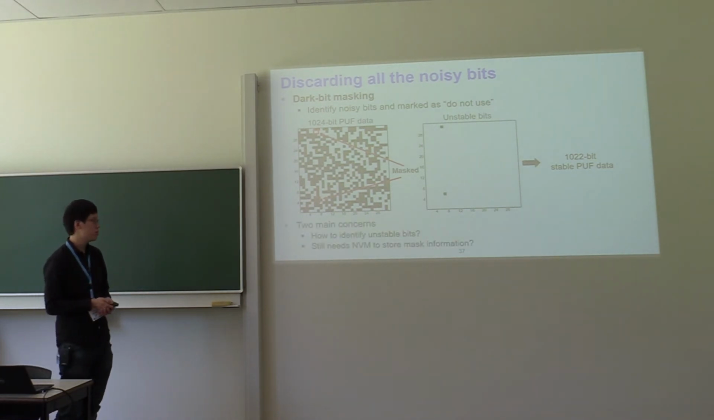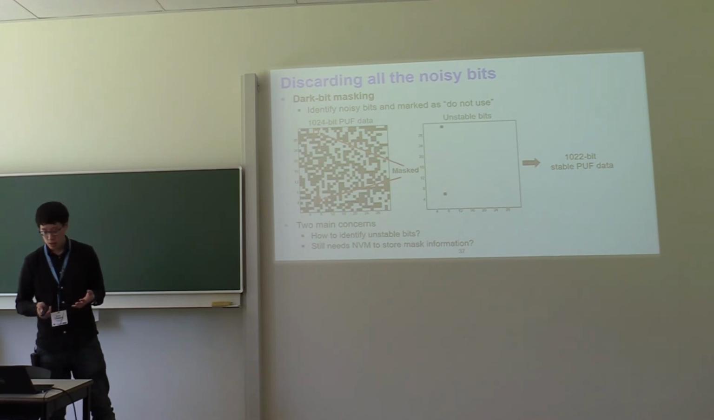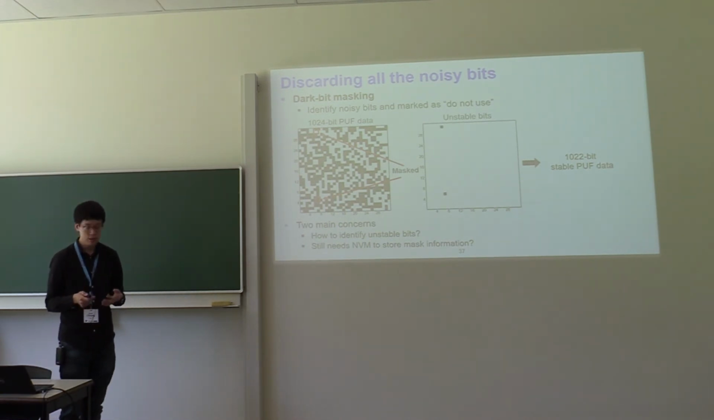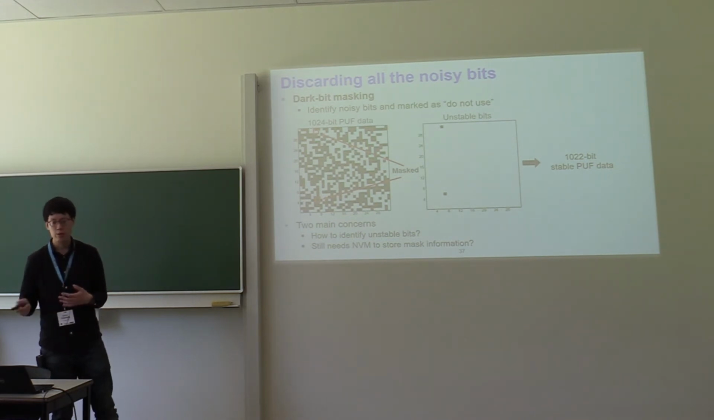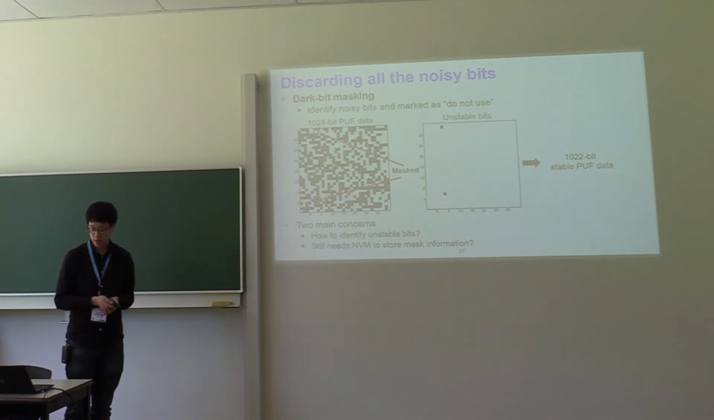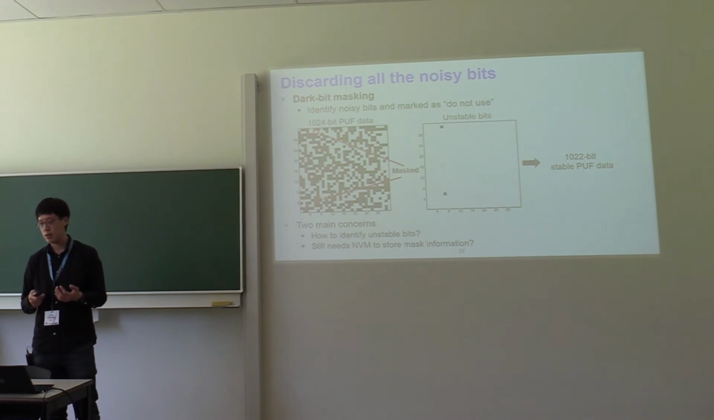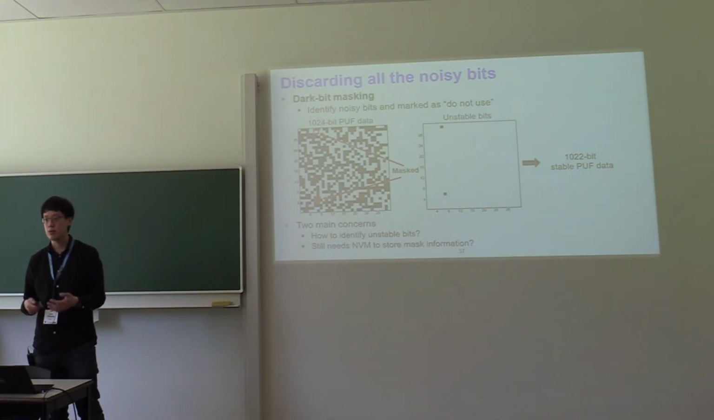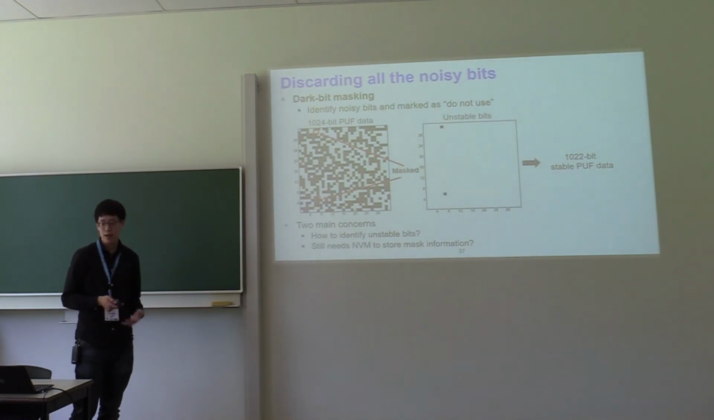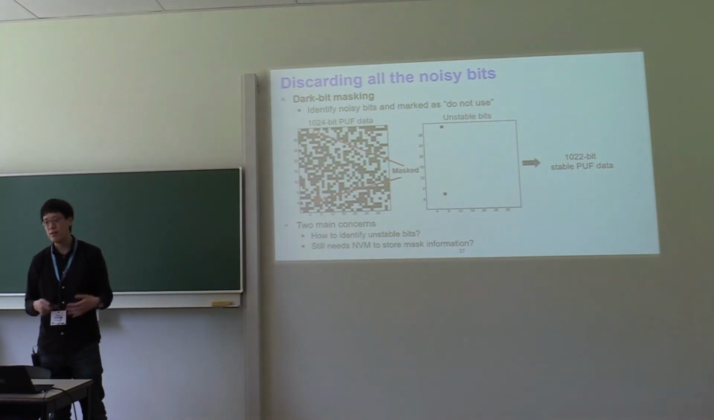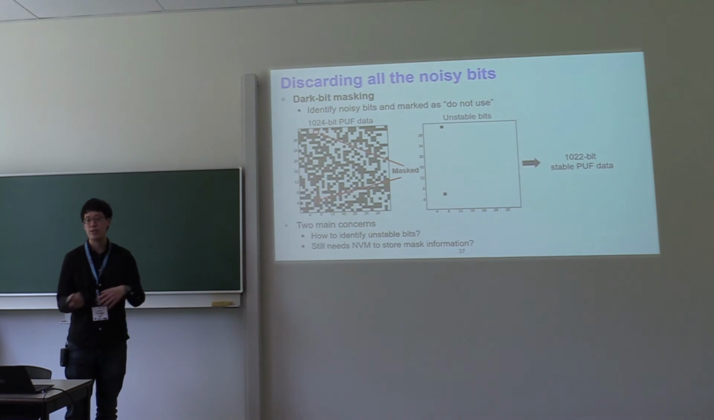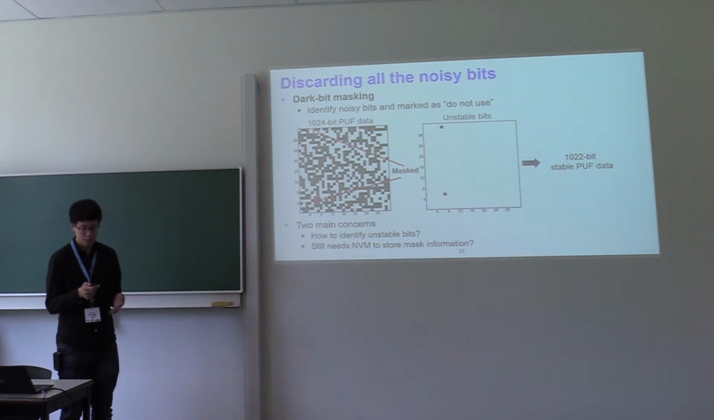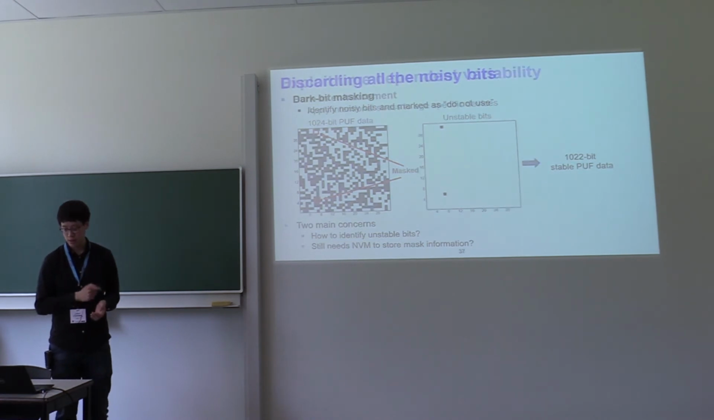But there are also concerns with this method. The problem is how do we identify the unstable bits? We need to do a lot of measurements, or we need some special method to identify them. And after you identify the positions of these bits, how do you store them? If you still need a non-volatile memory, then this brings us back to the beginning of the discussion, right? So it may also not be good to use these methods all the time.